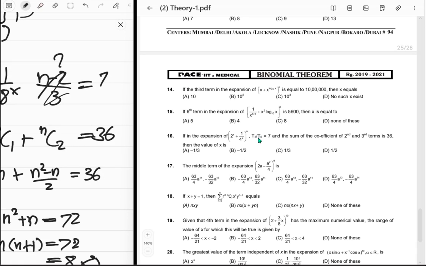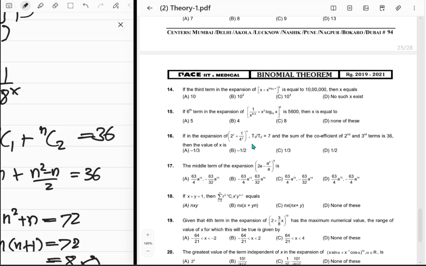Wow, this is weird. Why is this 7 of all things? Why is this 7? I don't understand this. T3 upon T2. Oh no, okay, this is wrong. This is really wrong. T3 upon T2 is not this thing. It's basically C2 upon C1. Right. Of course.